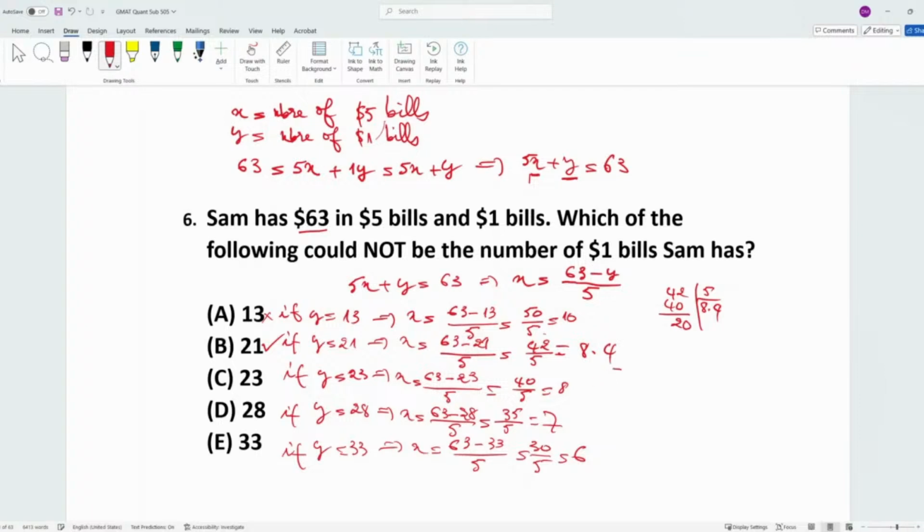Okay, so it's only this one that is giving us a decimal number. So 21 cannot be the number of $1 bills, because if we have 21 one-dollar bills, it's giving us 8.4 $5 bills, which is not possible. It cannot be possible. Okay, so this is the answer. Let's move on to the next question.